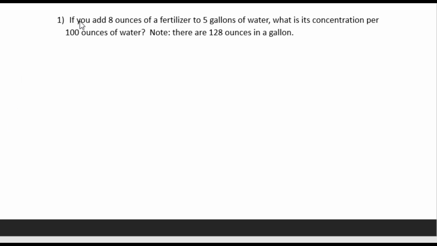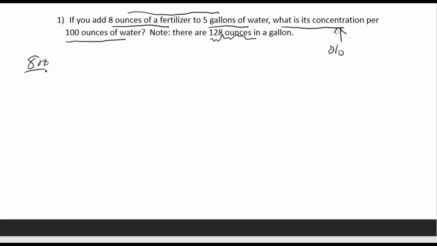So here's problem 1. It says if you add 8 ounces of fertilizer to 5 gallons of water, what is the concentration? Which a concentration is given in a percent per 100 ounces of water. There are 128 ounces in a gallon. Now we're going to go ounces to ounces. And why is that? Because I can't say if I have 8 ounces of fertilizer and 8 gallons of water that would be 100% concentration, right? That doesn't work.